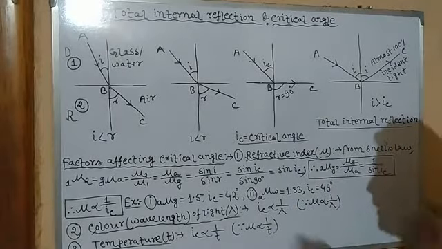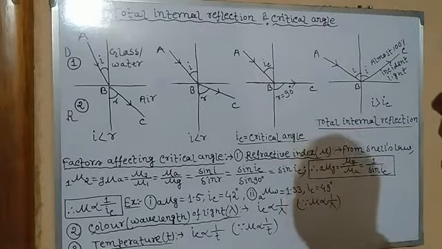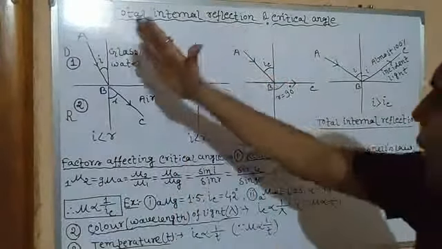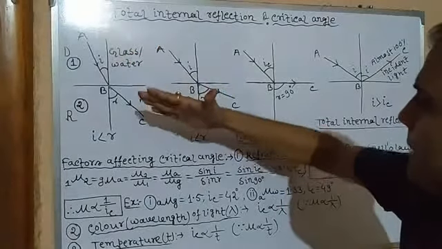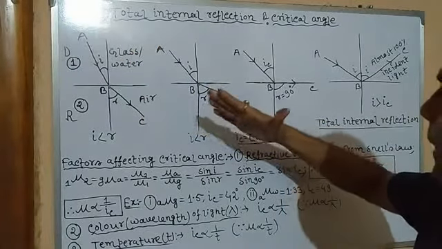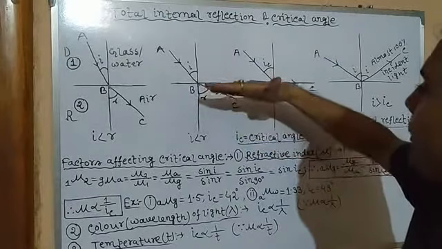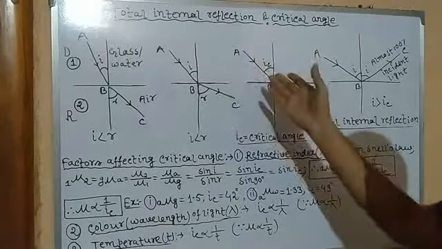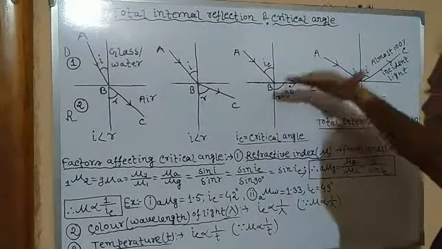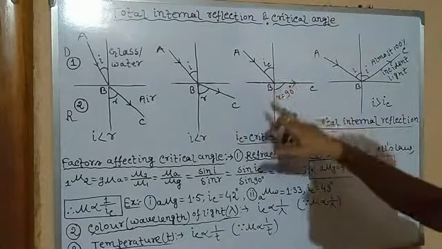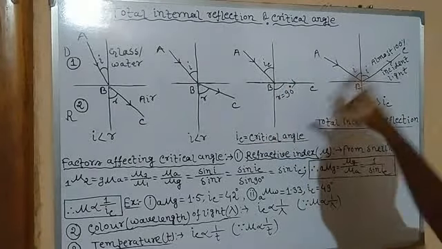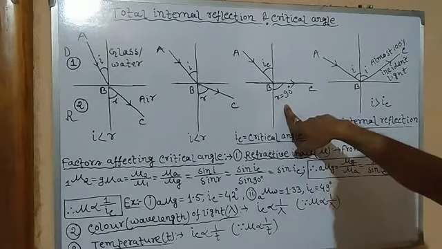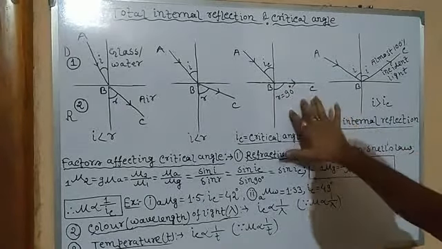In the third picture, again we further increase the value of the angle of incidence. With the increase of the angle of incidence, the angle of refraction is increasing, meaning the refracted ray is moving away from the normal and getting closer to the boundary surface. When we increase it further, in the third diagram you can see it just grazes and touches the boundary surface. Here the value of the angle of refraction is clearly 90 degrees.